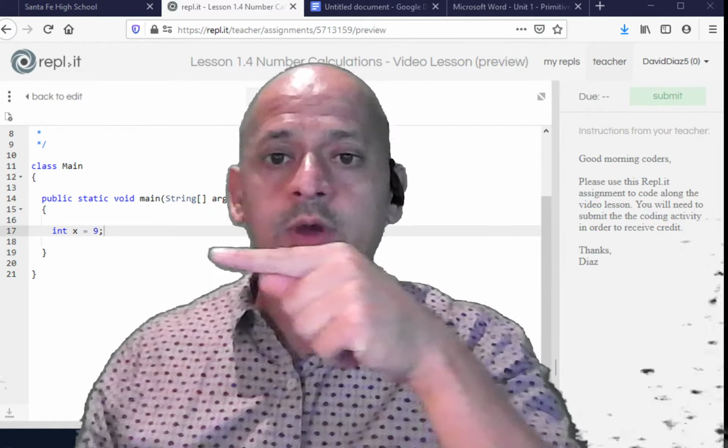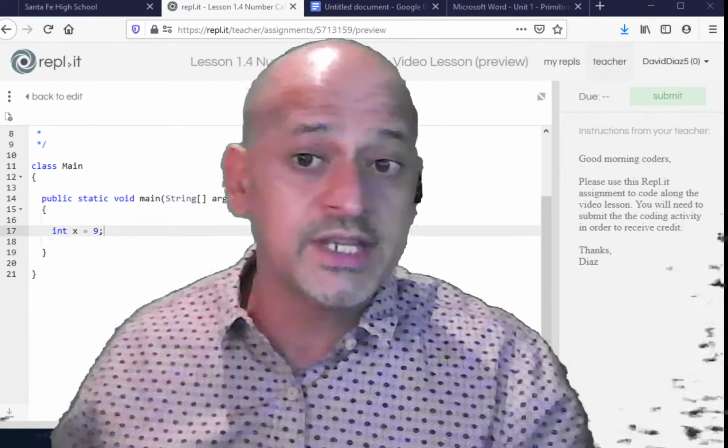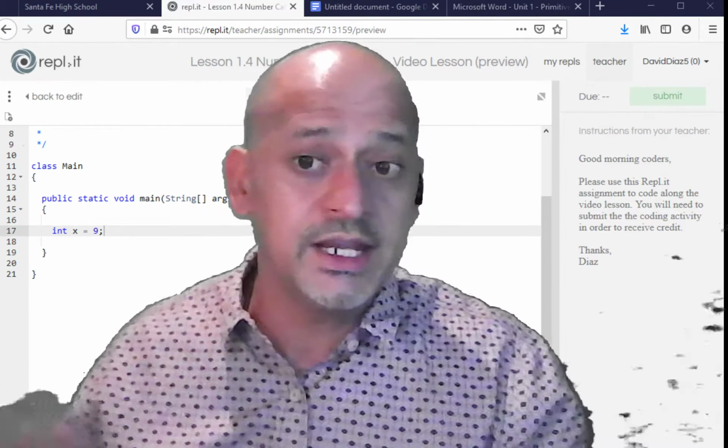So you want to make sure that you kind of read it backwards. We're so used to saying x is equal to 9, but in Java and in programming it is different. In this case, you are placing the 9 inside the variable x. So keep that in mind as you are working with assigning a value to a variable.